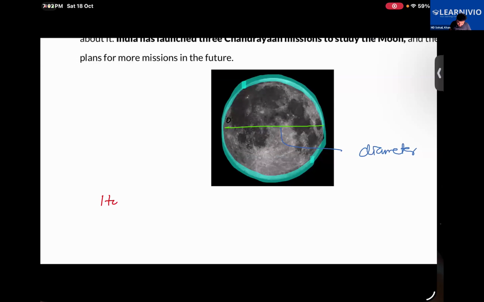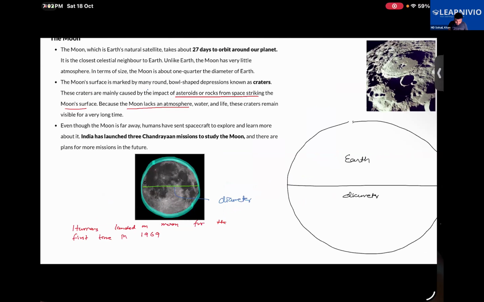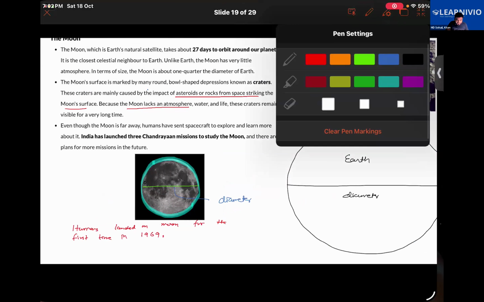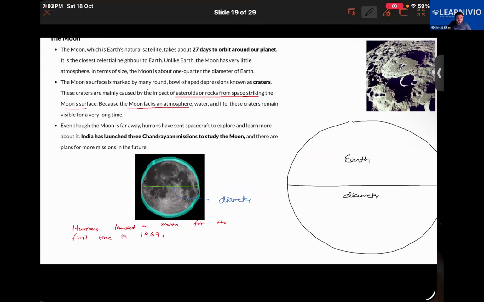Let me tell you about that also. See, humans landed on the moon for the first time in 1969. There was a space mission called the Apollo 11 mission. Have you heard about it?